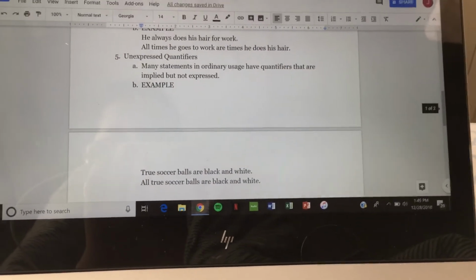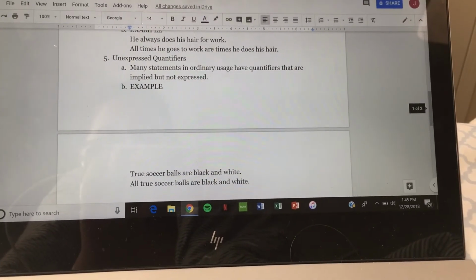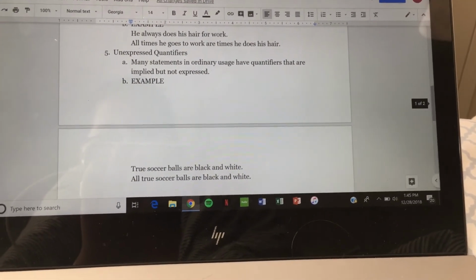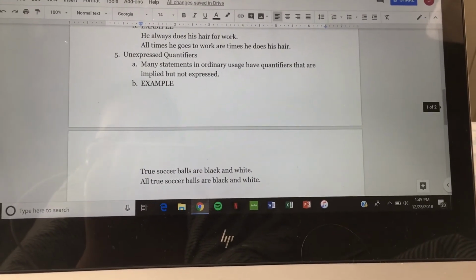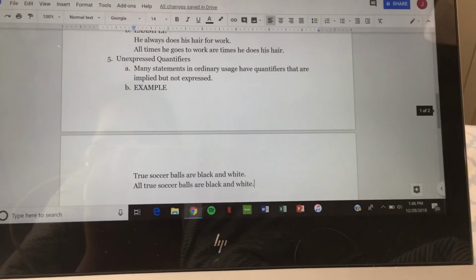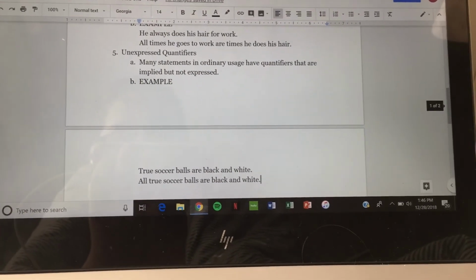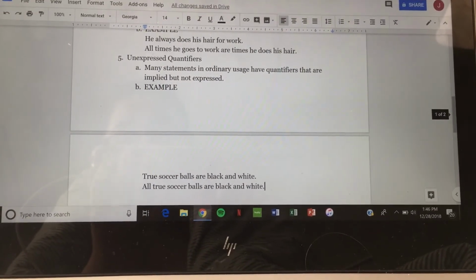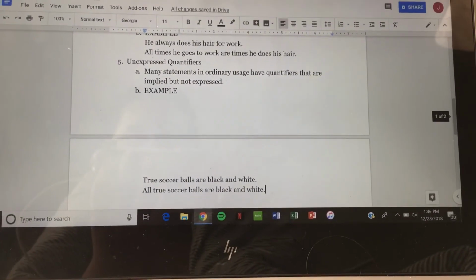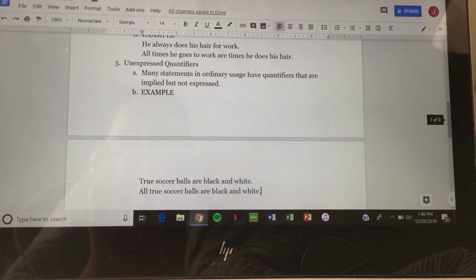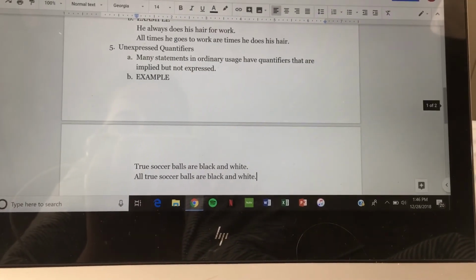So last thing I have is unexpressed quantifiers. Many statements in ordinary usage have quantifiers that are implied but not expressed. So an example of this is true soccer balls are black and white. So if we think that true soccer balls are black and white, then that must mean that all of them are black and white. So we want to add the unexpressed quantifier into the statement. So we put that all true soccer balls are black and white.